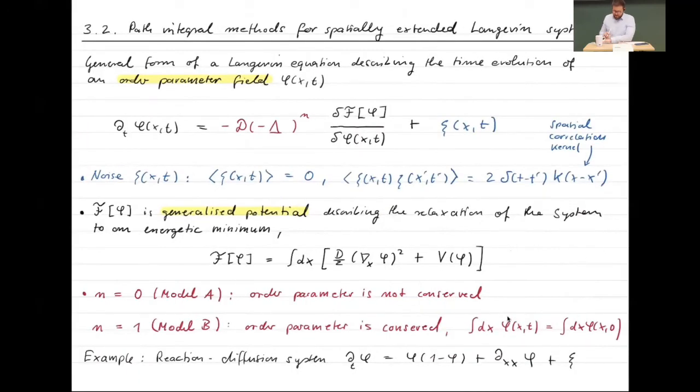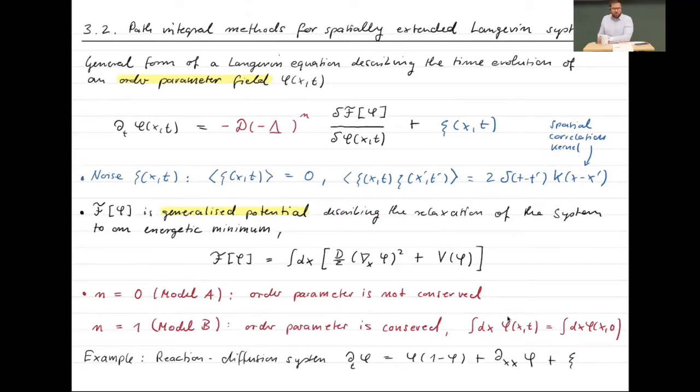Okay, now I told you in the beginning of the lecture that actually what we're in most of the cases interested in, and what field theories are also good for, are spatially extended systems. Now, how do you write down a Langevin equation for a spatially extended system?